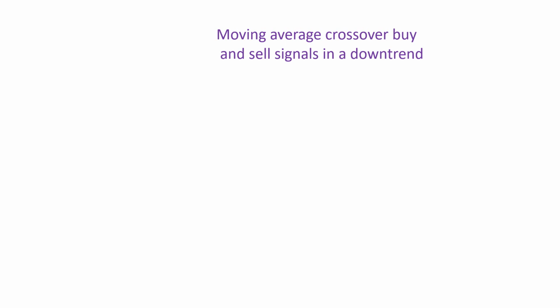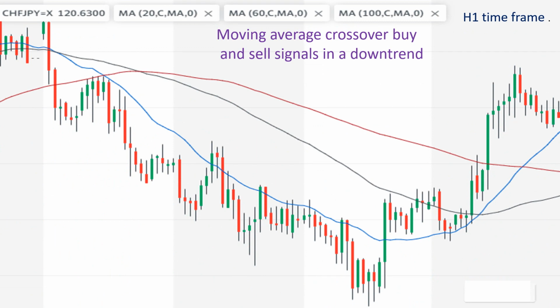Moving average crossover buy and sell signal in a downtrend. This is the price trend, Swiss franc versus Japanese yen pair, H1 time frame. I installed EMA 20 as fast moving average, EMA 60 as a slow moving average, and also exponential moving average with 100 days period as trend indicator.